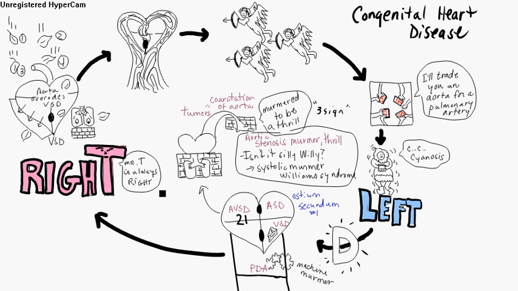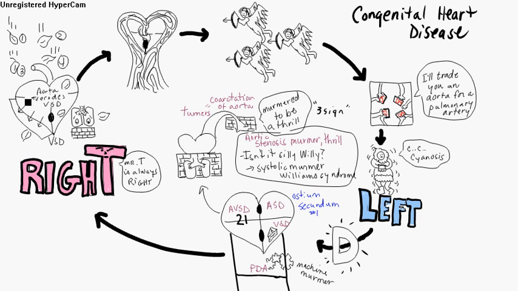Okay, this is the picture for congenital heart disease. We've got right to left, left to right, and also obstructive congenital anomalies. So that's in the center here. We'll go over each one. Let's start over here at the right.